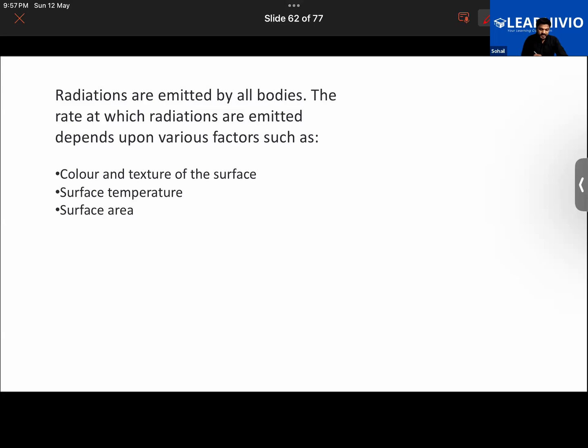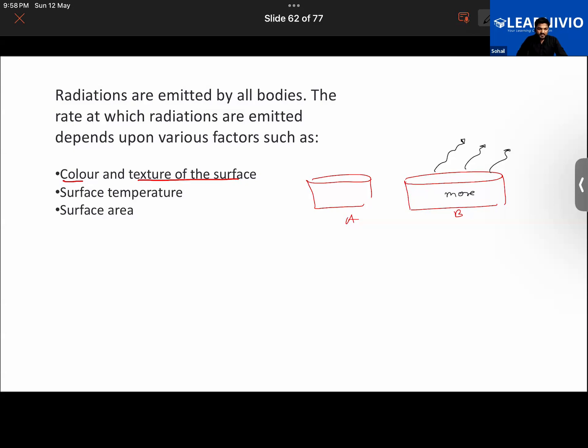For example, it will depend upon the color and texture of the surface, the surface temperature, and the surface area. If the surface area of something is bigger, say there are two bodies, body A and body B, and the surface area of B is more, then it will radiate more heat. More radiation will be observed in body B because of the surface area.